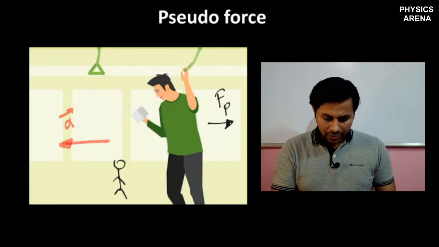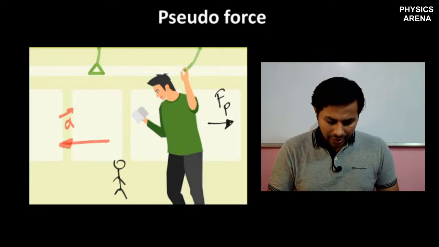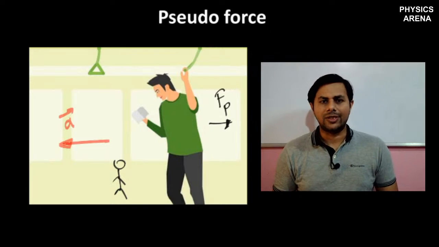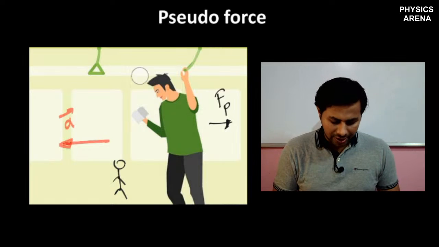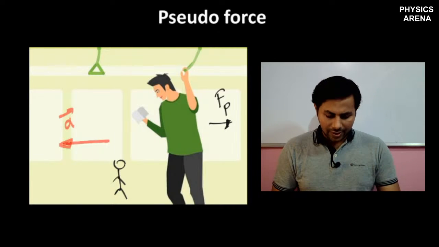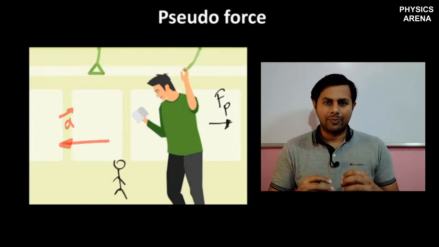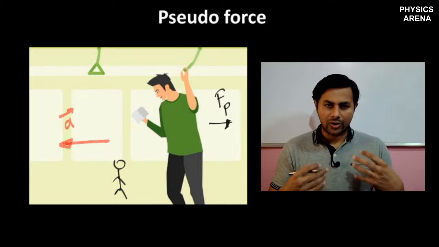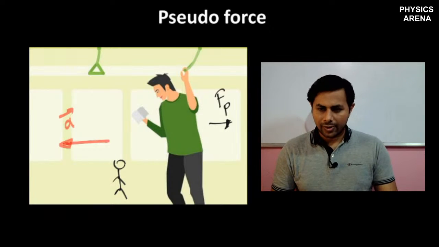So this is one of the examples of pseudo force. To explain the motion of the man, the concept of pseudo force comes in. If you are in an accelerated frame of reference, this bus is accelerating, so every passenger is accelerating with the bus. If you want to explain the motion of this man, you will apply the concept of pseudo force. So is this clear?